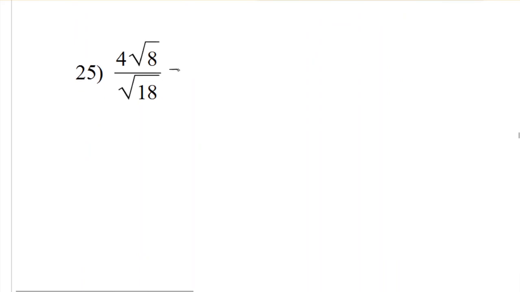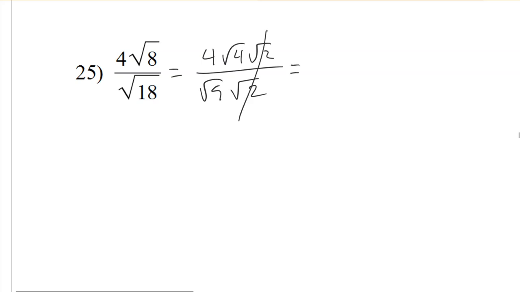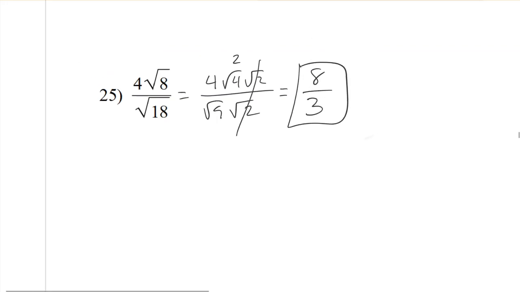25, square root of 8, so this is 4, square root of 4, square root of 2, over square root of 9, square root of 2. Well, what happens? The square roots of 2 go away. Square root of 4 is 2, so 4 times 2 is 8, and square root of 9 is 3, so that's 8/3.